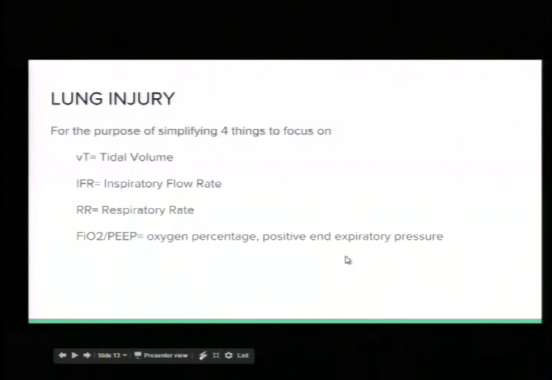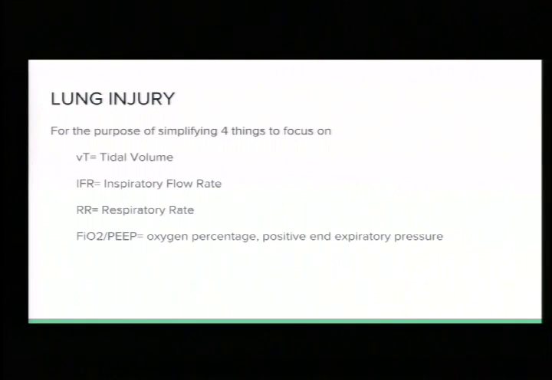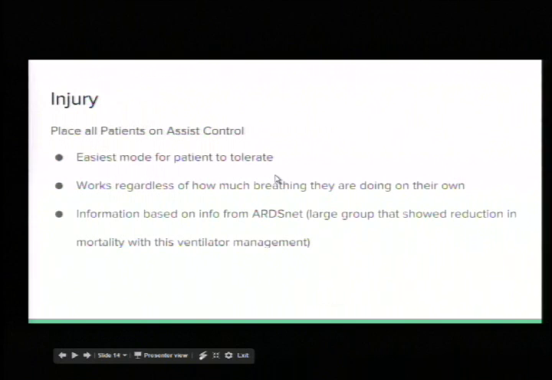So for both of these, we're going to focus on 3 or 4 basic buttons that you can mess with. And if you know those 4 buttons, you can easily change your settings and make your patient more comfortable or improve their ventilation and oxygenation. Tidal volume, your inspiratory flow rate, your respiratory rate, and your FiO2 and PEEP, and we're going to kind of put those into one category. So you place all your patients on assist control because we talked about it's the easiest thing for them to tolerate. You're helping assist them with every breath. Doesn't matter how much they're breathing on their own, they get help.